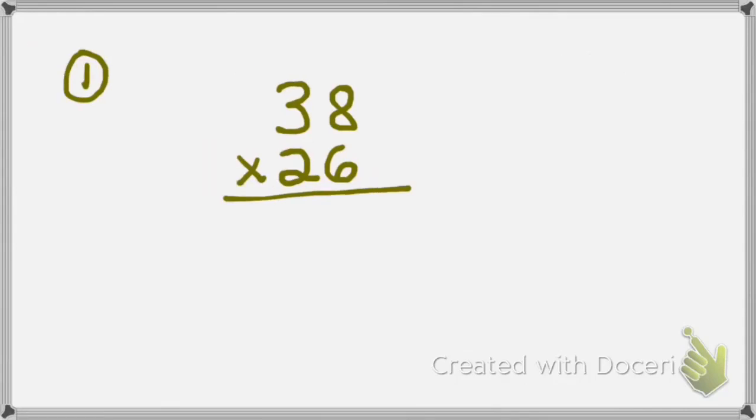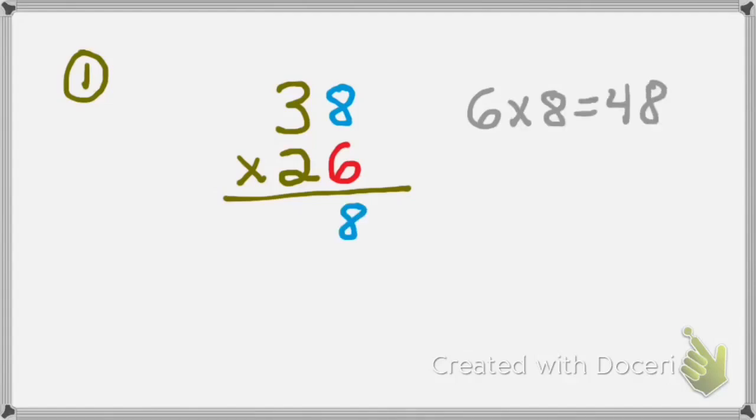First, I take my number on the bottom and I'm going to multiply everything by the ones column. I see that the 6 is in the ones column. I've highlighted it in red. So in my 38, the digit in the ones column is the 8. I've highlighted that in blue. So what do I think as I solve this? I think 6 times 8 equals 48. So I put down the 8 and I carry the 4 over the next column. I've now multiplied by the 8, which is in the ones column.